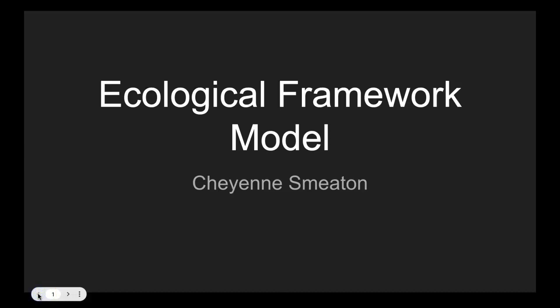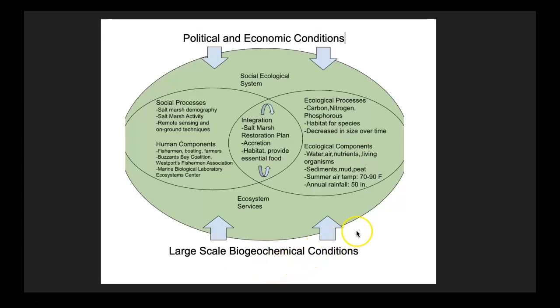This is my ecological framework model that I've been working on this week. It is pertaining to salt marshes. The political and economic conditions, as well as, you can see, the large-scale biogeochemical conditions. This is a Venn diagram that I chose to do. You can see that there's both social ecological systems as well as ecosystem services.